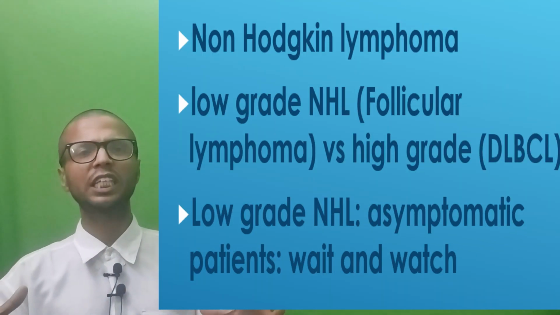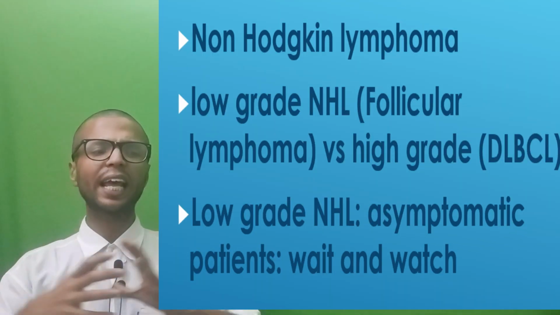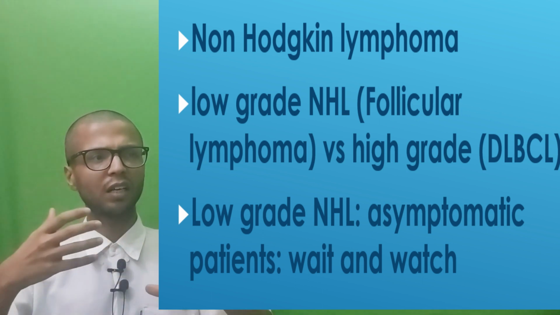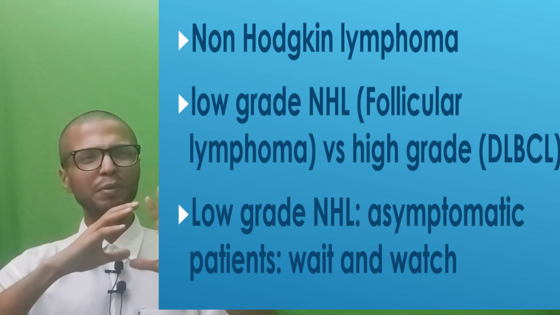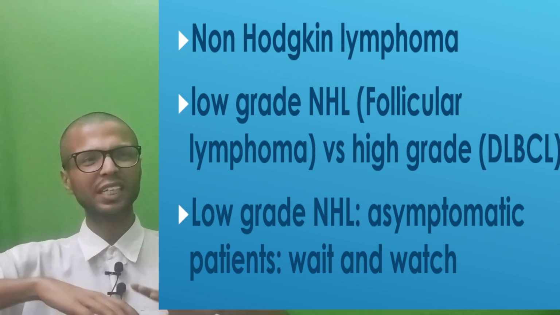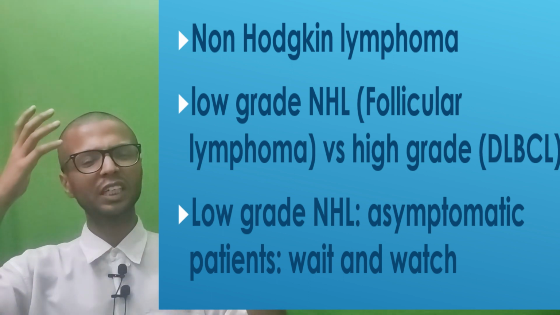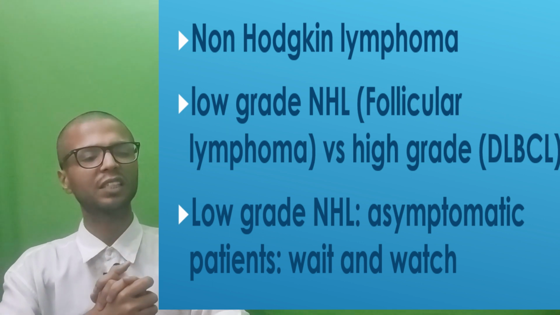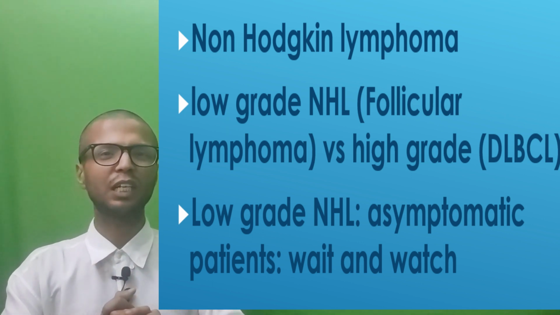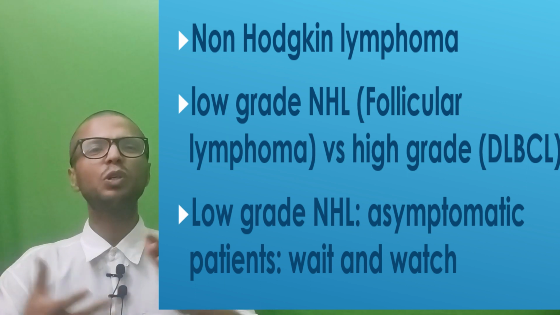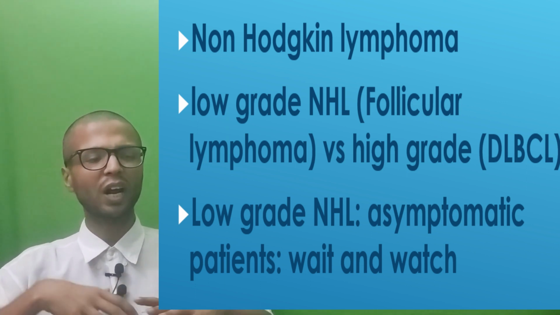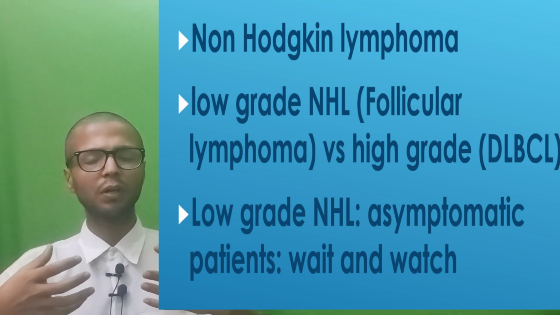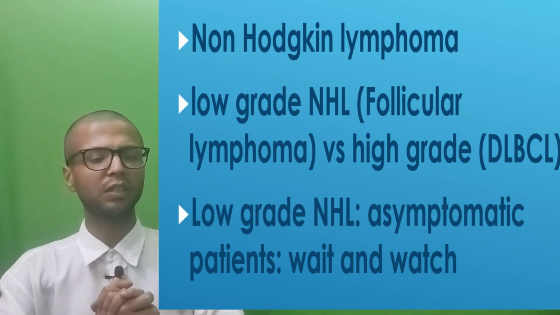Now talking about non-Hodgkin lymphoma, this treatment again is based on whether it is low grade or high grade non-Hodgkin lymphoma. Follicular lymphoma, if you see, has an indolent course, relapsing, waxing, waning course, and even if you don't treat this follicular lymphoma, the patient can have median survival like 10 years, 12 years. So we call it low grade non-Hodgkin lymphoma. If it is asymptomatic, then we don't even need to treat those cases. And for high grade non-Hodgkin lymphoma like diffuse large B-cell lymphoma, we have to start the chemotherapy regimen.